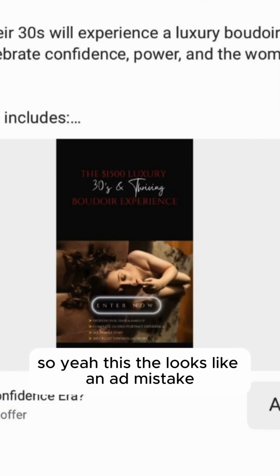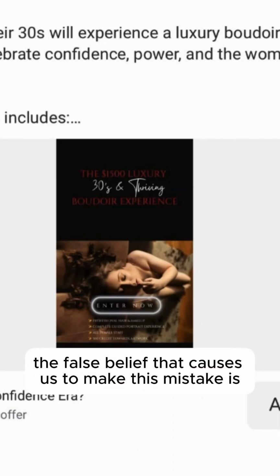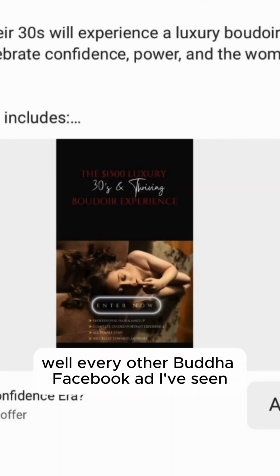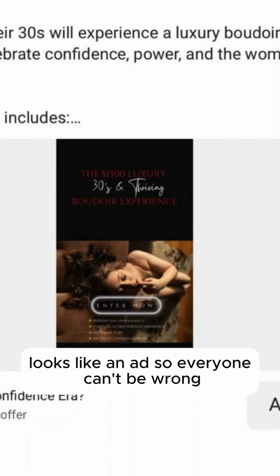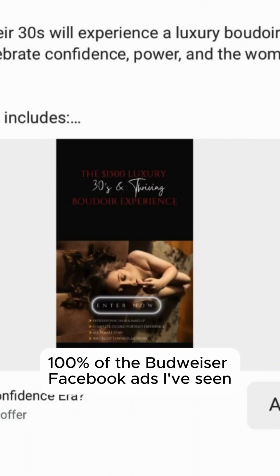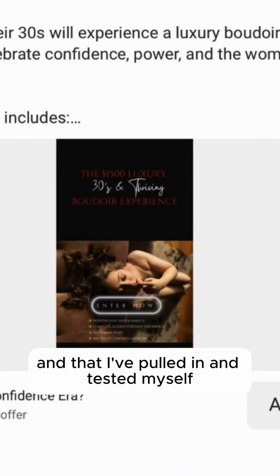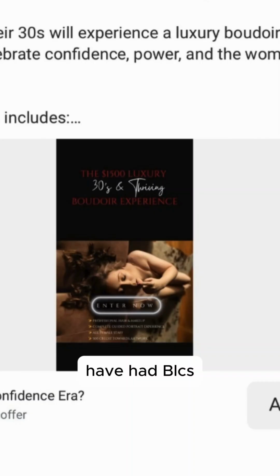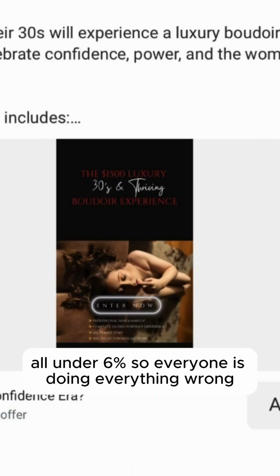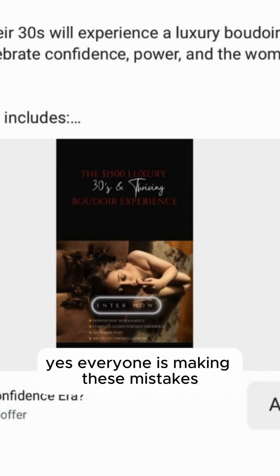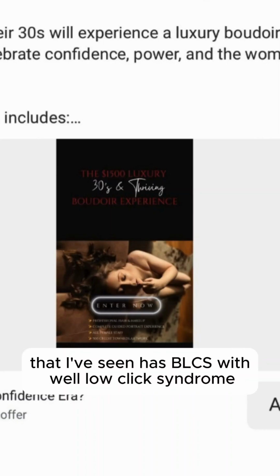So yeah, this looks like an ad mistake. The false belief that caused us to make this mistake is, well, every other Boudoir Facebook ad I've seen looks like an ad. So everyone can't be wrong, can they? Well, 100% of the Boudoir Facebook ads I've seen the back end for and that I've pulled in and tested myself have had BLCS, Boudoir low click syndrome, with a unique CTR all under 6%. So everyone is doing everything wrong. Yes. Everyone is making these mistakes. That's why everyone that I've seen has BLCS, Boudoir low click syndrome.